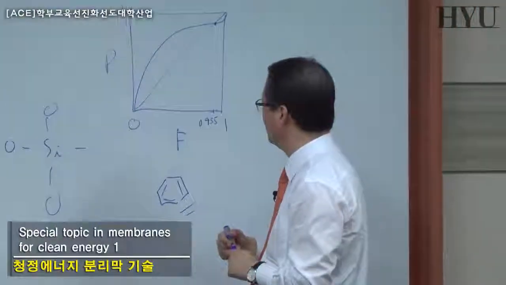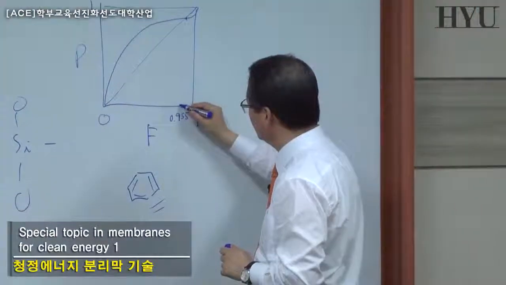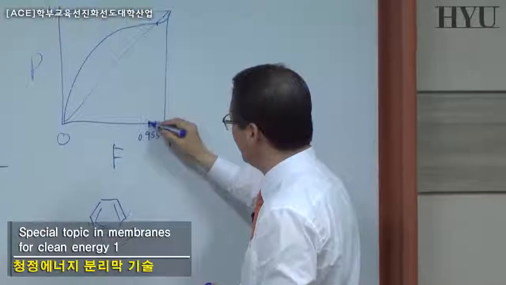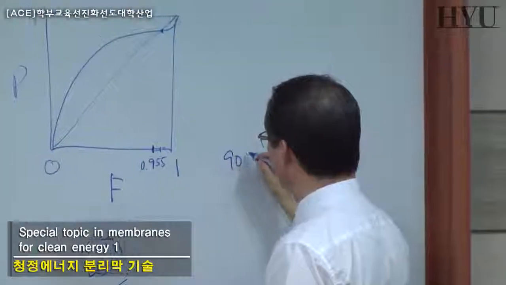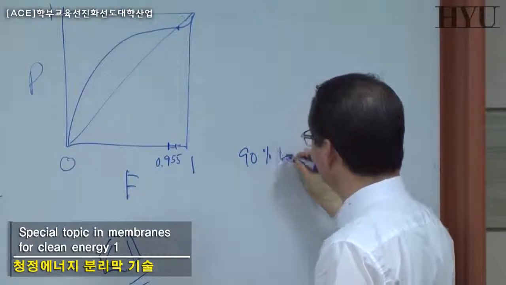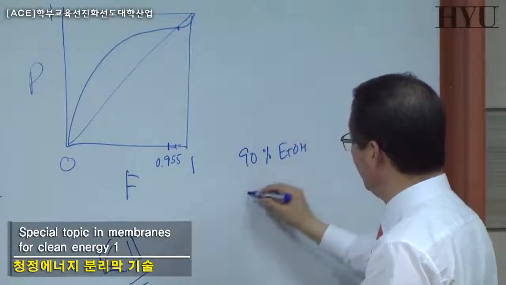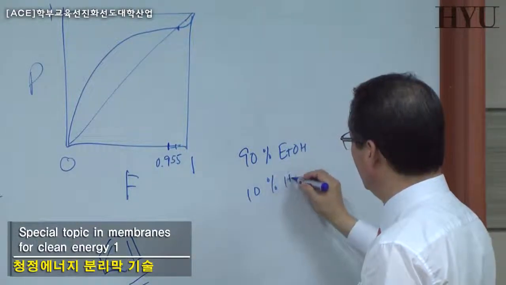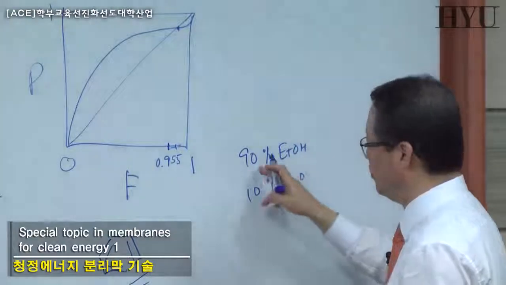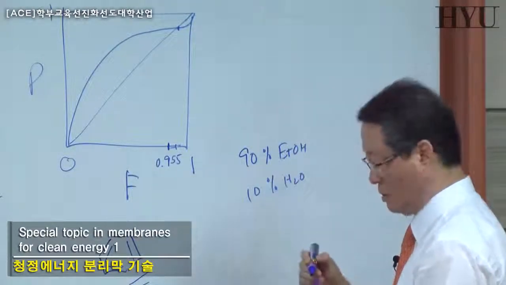And if you can start from, say, 93% ethanol and 7% water, maybe 90% ethanol and 10% water.